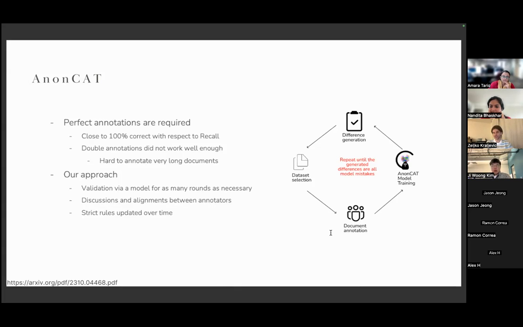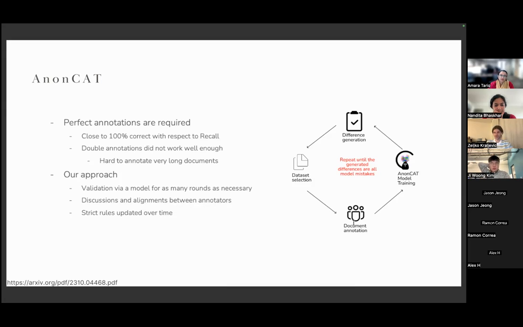Then the annotators check all of the differences again. If all the differences are mistakes by the model, then we say we either need more data or a more powerful model, because the model cannot handle the task. But if there are mistakes by the annotators, then the annotators fix those mistakes. Then we run the training again, generate the differences again, and run this procedure until all the differences are just mistakes by the model, or until there are no differences.